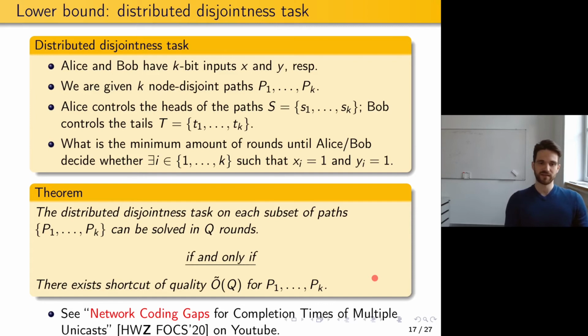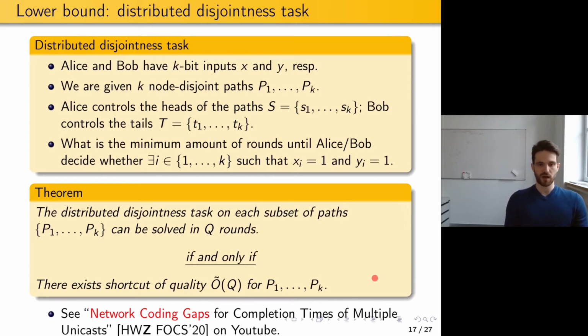One side, that if there exist shortcuts of quality Q, you can solve the distributed disjointness task, is relatively easy, and you can see this if you think about it. However, the other direction is somewhat more surprising. Why? Because in order to say that you cannot solve a communication problem of distributed disjointness, if there does not exist these combinatorial objects of shortcuts, seems to be a hard thing to prove. Because yeah, you're bounding a communication problem via a combinatorial property.